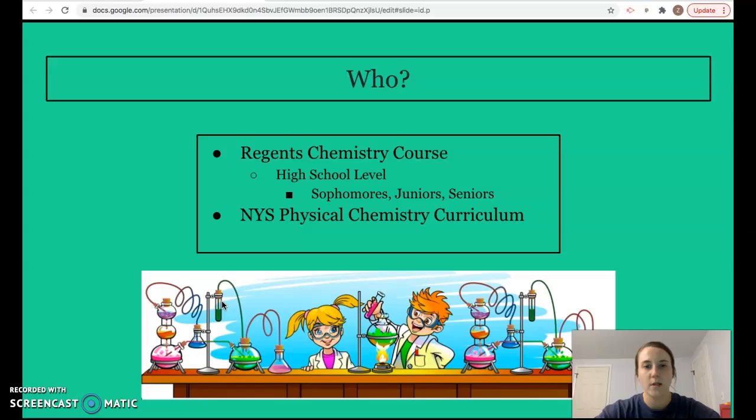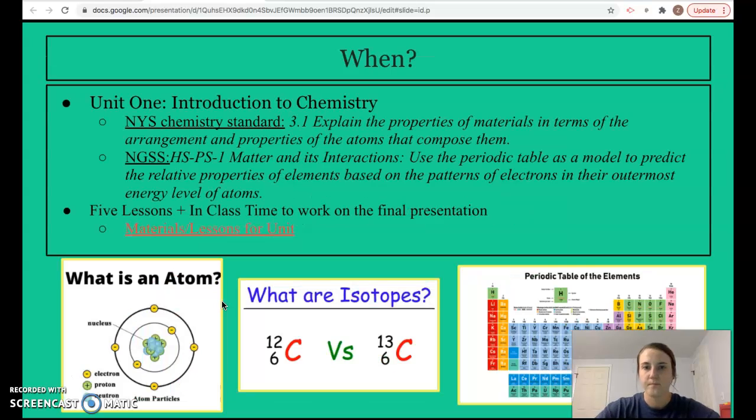So again, what is this for? Where am I using this? I developed it for a high school level Regents chemistry course. It follows the New York State physical chemistry curriculum, and I also try to develop and include as many of the next generation science standards as I can. New York State hasn't fully adapted these to their standards yet, but it is on the rise, so I try to incorporate them wherever I can.